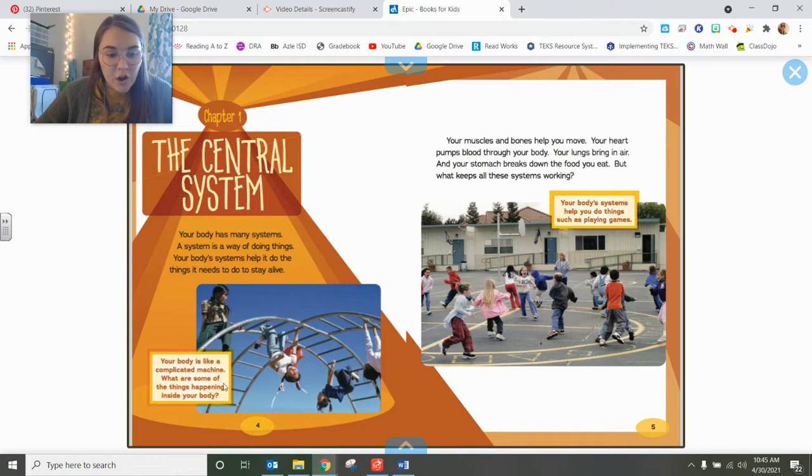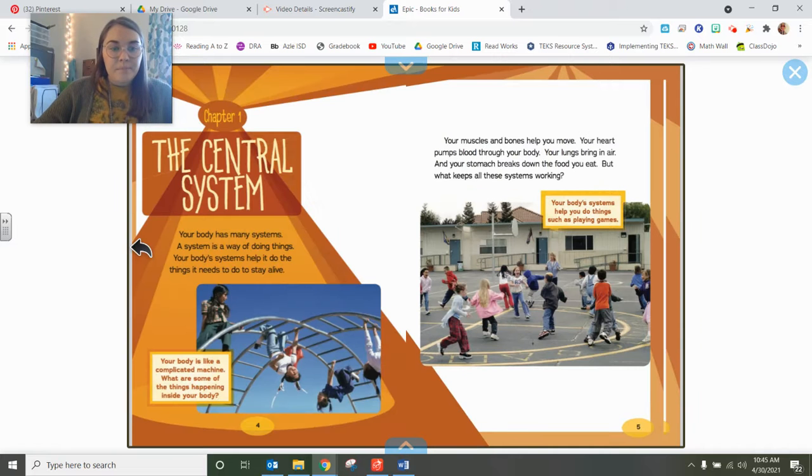These right here are our captions. They tell you what is going on in the picture that you see. So this one says your body is like a complicated machine. What are some of the things happening inside your body? And it's talking about the picture. Your body systems help you do things such as playing games, and the kids in the picture are playing games.